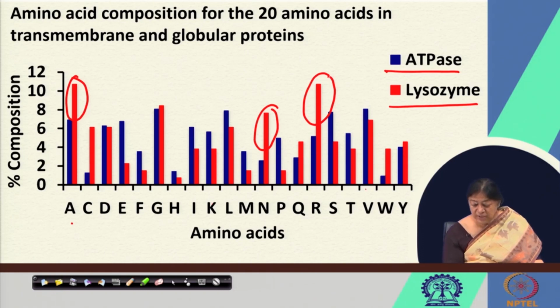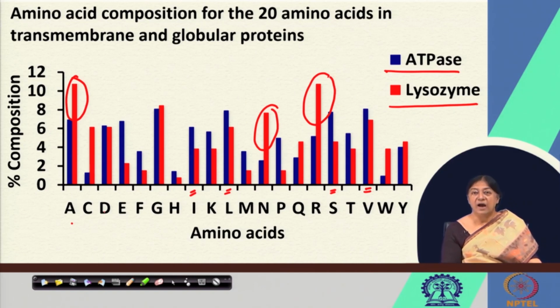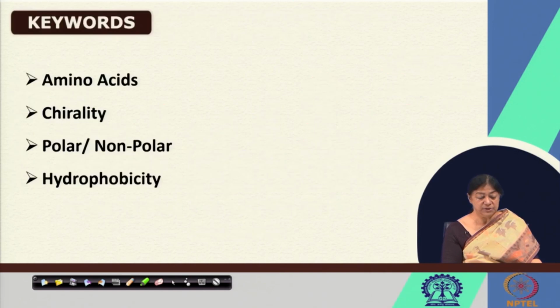But if we look at the blue ones, where we have valine, we have serine, we have leucine, we have isoleucine, these are the ones that are hydrophobic in nature. So, the hydrophobic nature tells us that this is preferably a transmembrane protein.